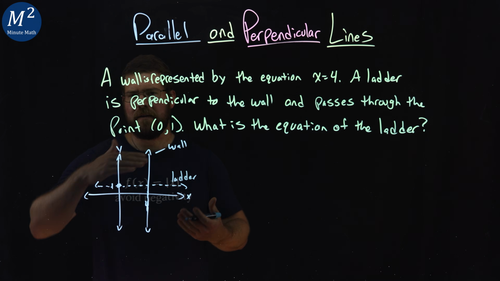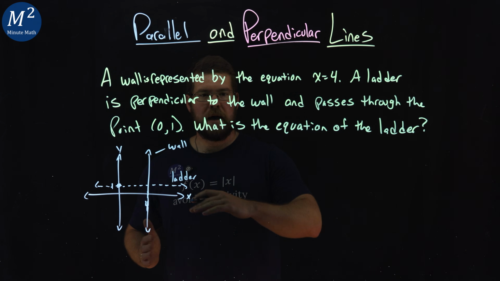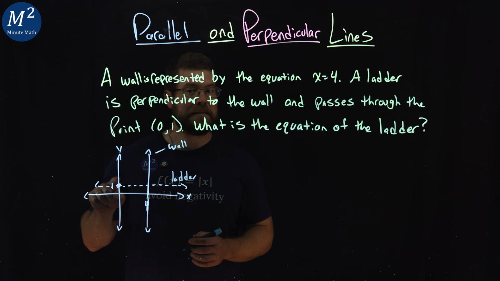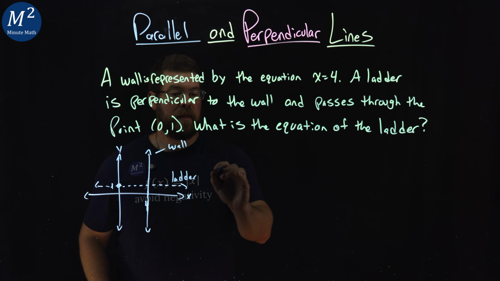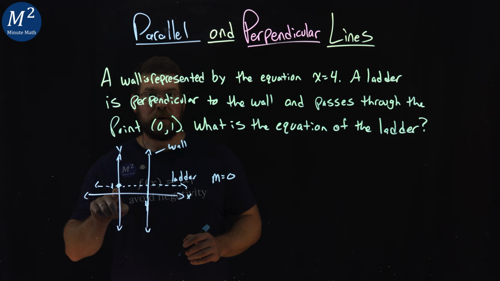All right? This is kind of laying down. All right, so it's perpendicular to the wall, the ladder. What is the equation of the ladder? Well, if you think about it, it passes through the point 0, 1, and it's a horizontal line. So that means its slope is 0, and it passes through the point 0, 1.